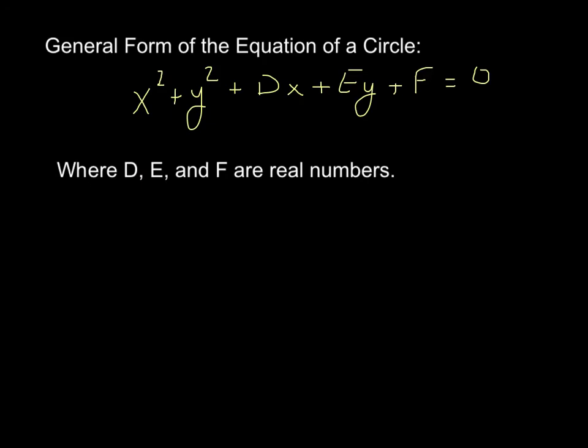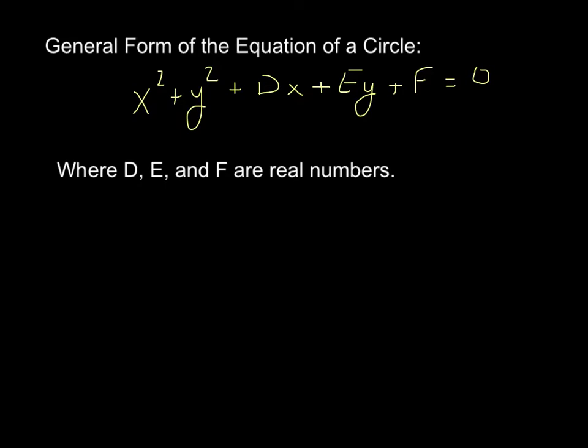General form. This is a little different. We didn't really talk about this in class today, but this is the general form for the equation of a circle. We have x squared plus y squared plus dx plus ey plus f, where d, e, and f are just some real numbers, and that's equal to 0.